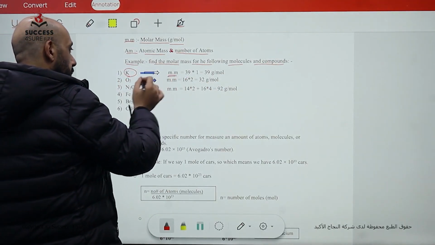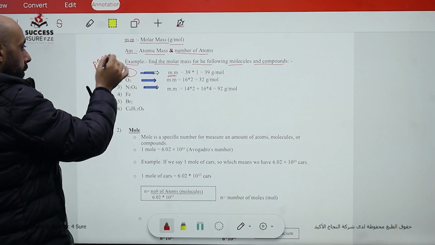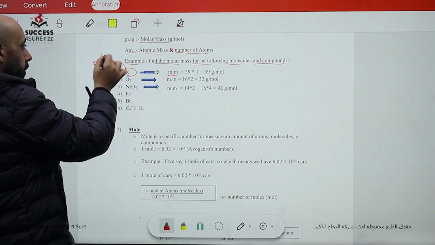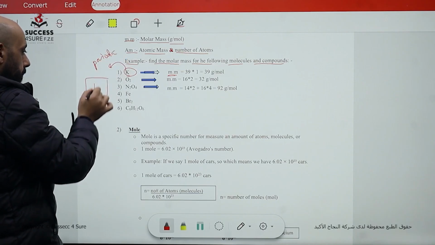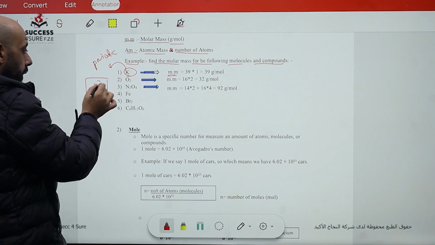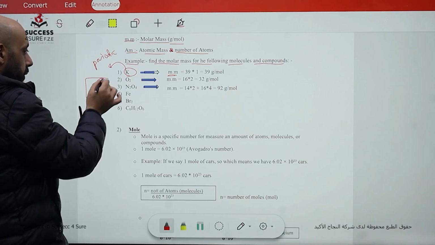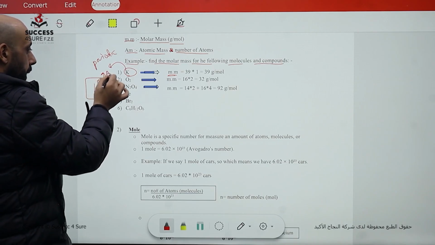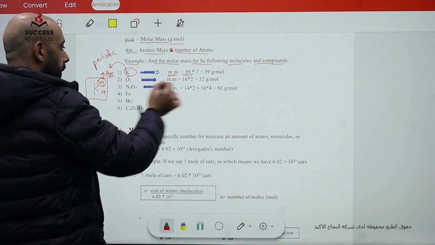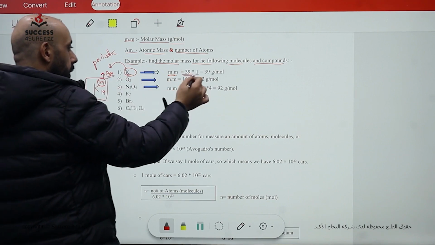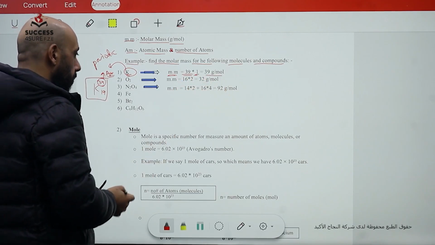The molar mass of K, you're going to go to the periodic table. In the periodic table, you're going to see K in brackets like this, 39 over here and 19 over there. This one you need, which is the atomic mass. So it's going to be 39. How many atoms of K do we have? We have just only one. So 39 multiplied by 1 is going to be 39 gram per mole.